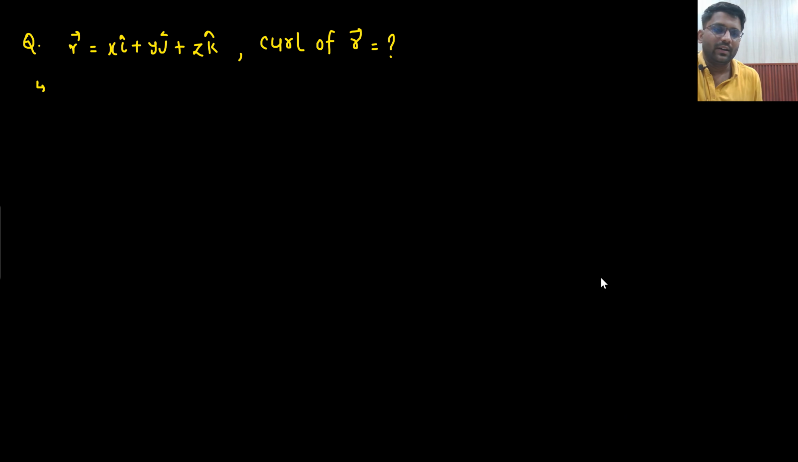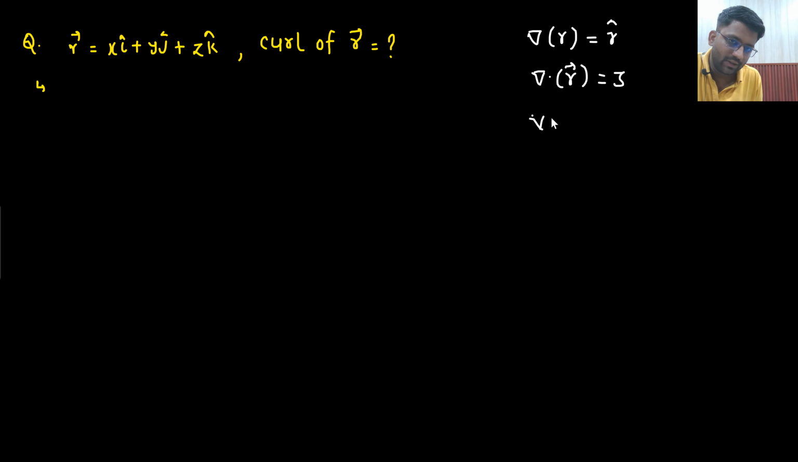Let's calculate the curl of R. What we already know is that the gradient of R came out to be R cap, and the divergence of R came out to be 3. Now we need to calculate the curl of R. What would that come out to be? I know the answer, but you calculate on your own. So del cross R we need to calculate.